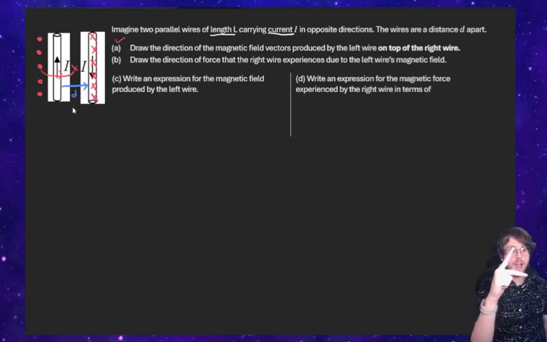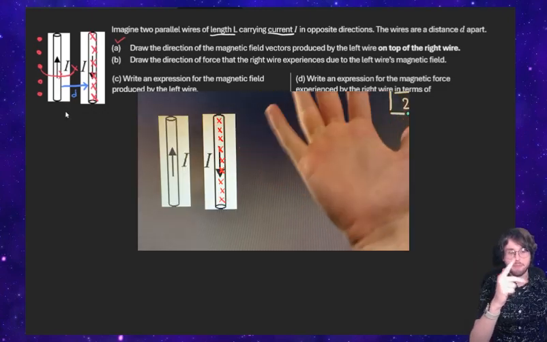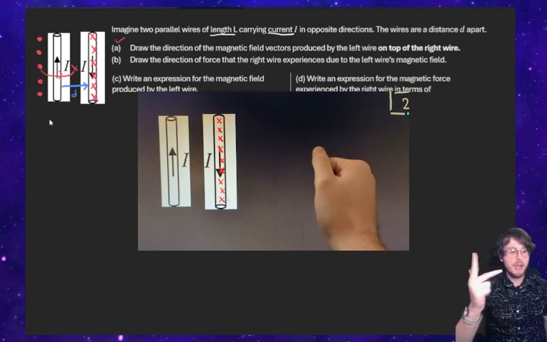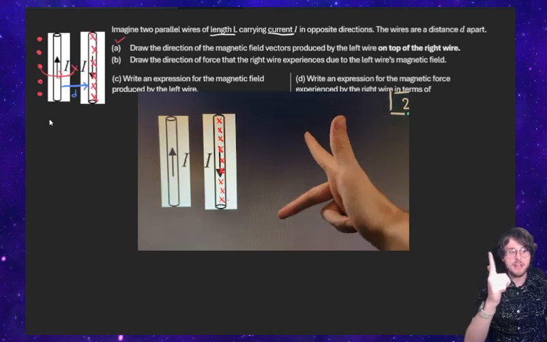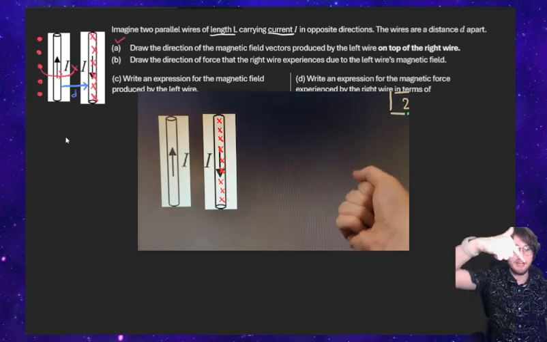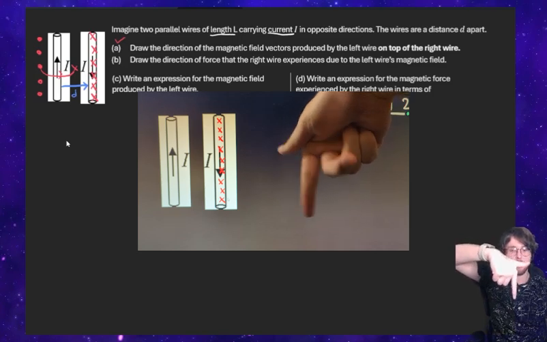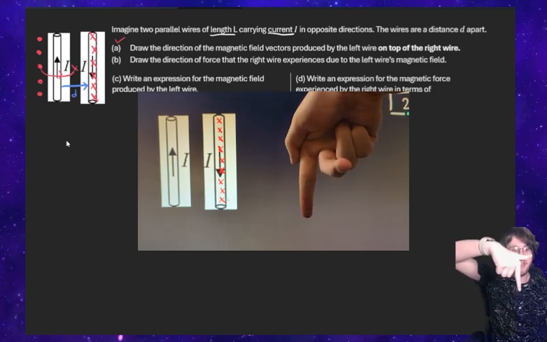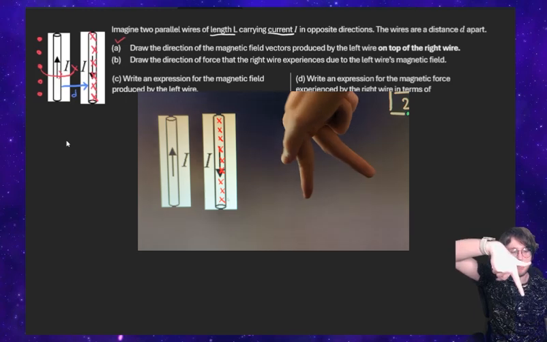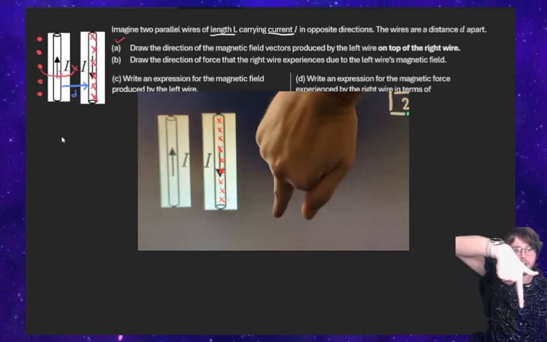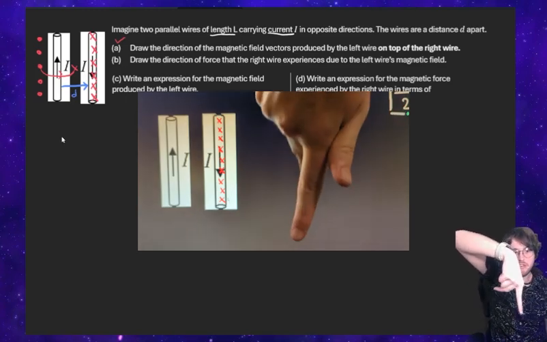And then once you've got those two vectors lined up, your thumb should point in the direction of the force. So our first task is to establish the current direction. I'm going to take my index finger and simply align it downwards with the direction of the current in the rightwards wire. Once I've done that, I'm going to stick out my middle finger and rotate my hand until it points into the page.